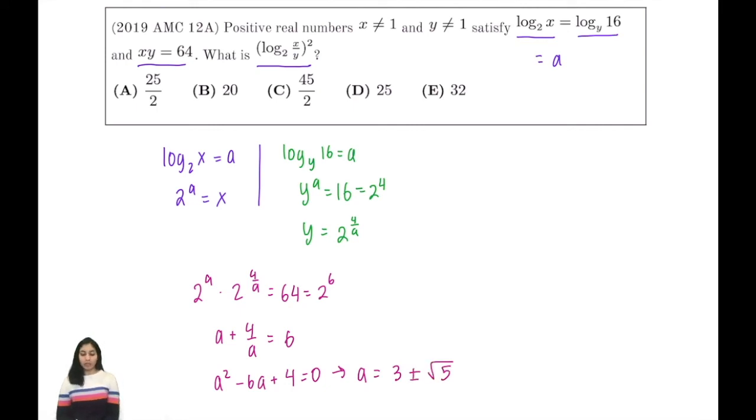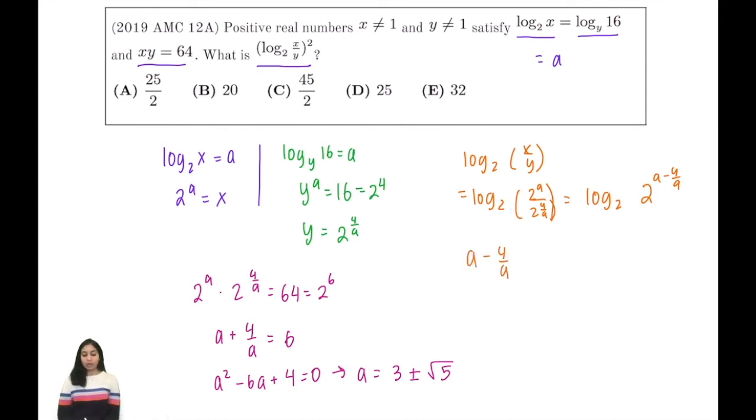We want to find log base 2 of x over y. And x over y is just 2 to the a over 2 to the 4 over a, which is 2 to the a minus 4 over a. So we want to find what 2 to the a minus 4 over a is. We can start off by trying to find a minus 4 over a.